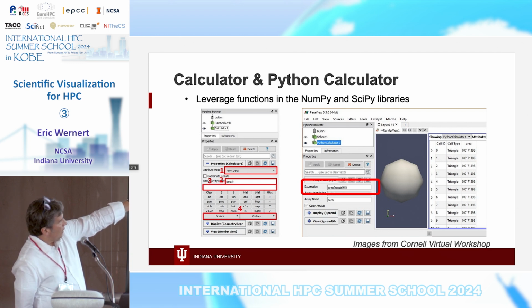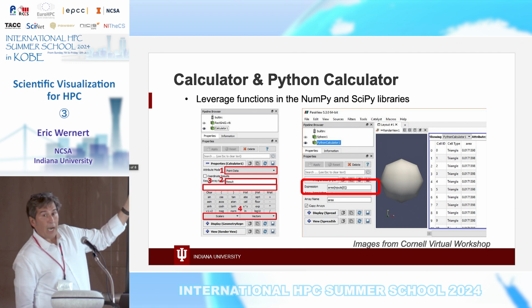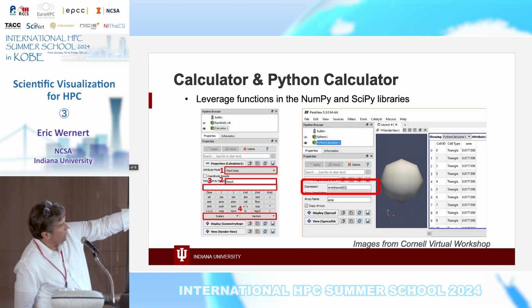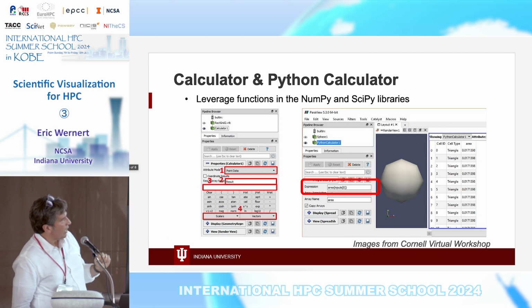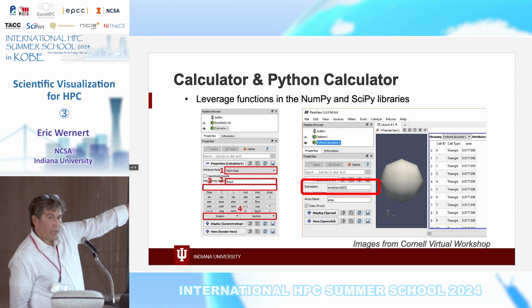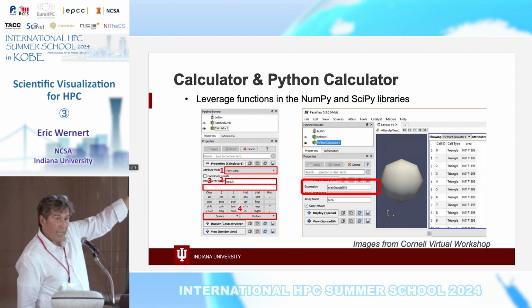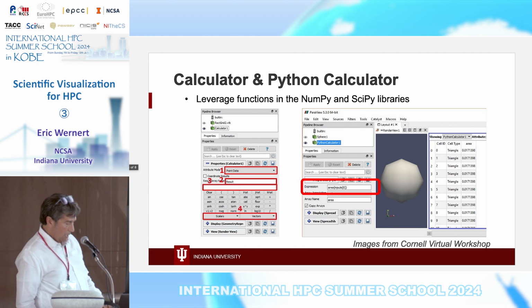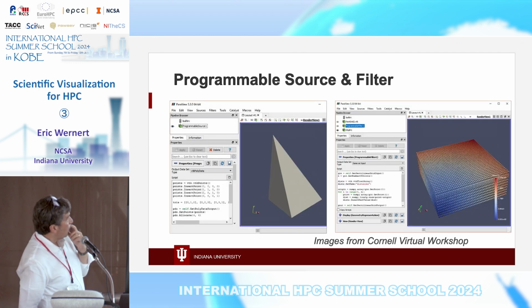It looks like this thing on the left, and it looks like the old school scientific calculator. And that can work for a lot of things. You can even do some vector functions. But sometimes you need to dip down into a NumPy or SciPy library. Like this one actually is computing the area of each of the triangles that makes up that sphere. So you can put a NumPy or SciPy expression in there. So this is called the Python calculator.